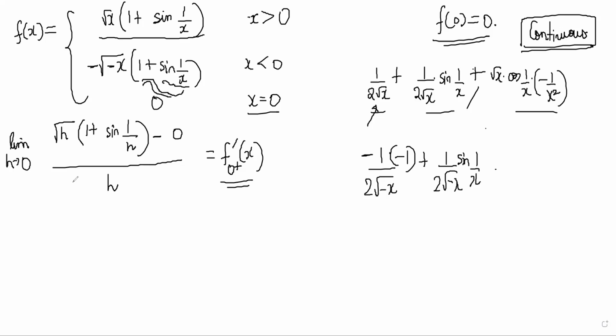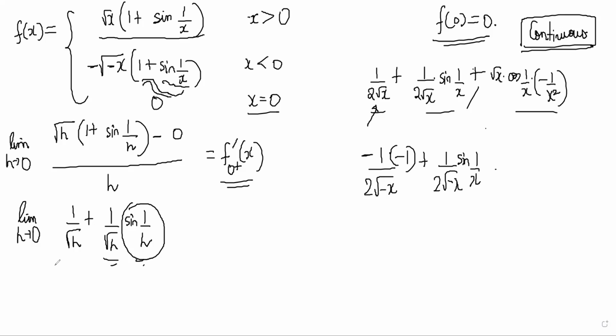So this is slightly better because at least I have 1 by root h plus 1 by root h sine 1 by h, and limit h tends to 0. This definitely tends to positive infinity. Everything is positive, right? This tends to plus infinity for sure, right?